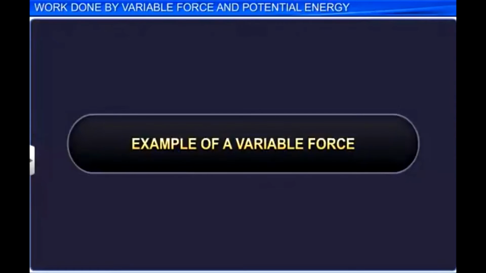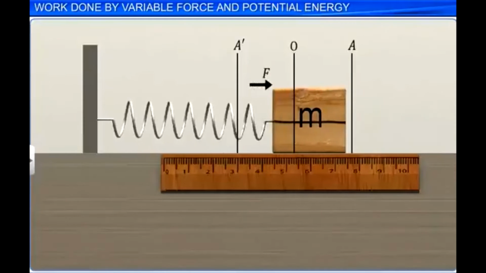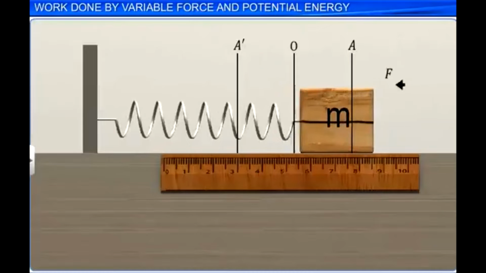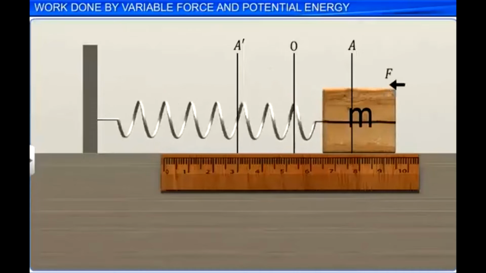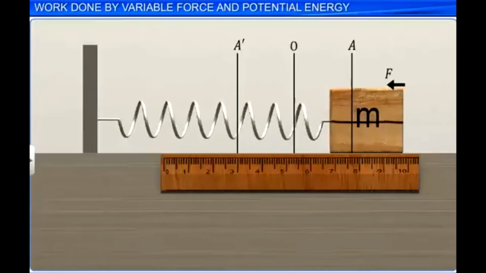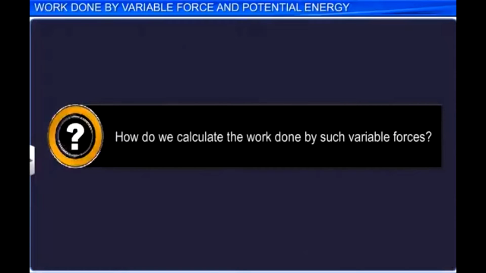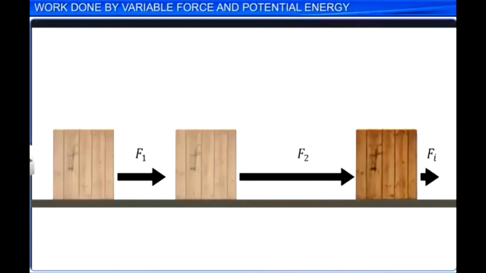Let's look at an example of a variable force. As the spring oscillates between the extreme positions O and A, the restoring force on it keeps changing with the displacement from the mean position. This is a variable force on the spring. How do we calculate the work done by such variable forces? Let us suppose that a body moves along the direction of a variable force acting on it.